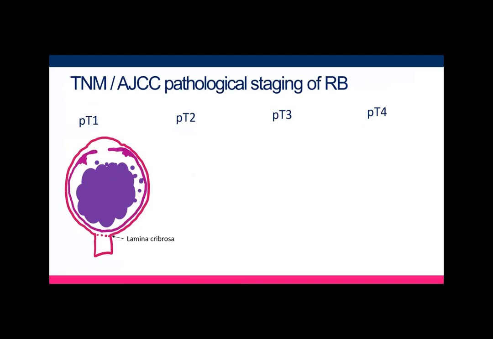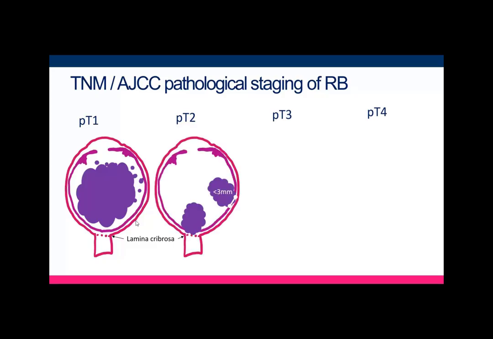There are 4 stages in the pathological staging system. The little p means pathological stage. T1 is confined to the eye, with no choroidal or optic nerve invasion. The size of the tumour does not matter. Dotted line is the lamina cribrosa, and the maroon colour represents the choroid. In pT2, minimal optic nerve, that is a pre-laminar invasion, and choroidal invasion of less than 3 mm is allowed.